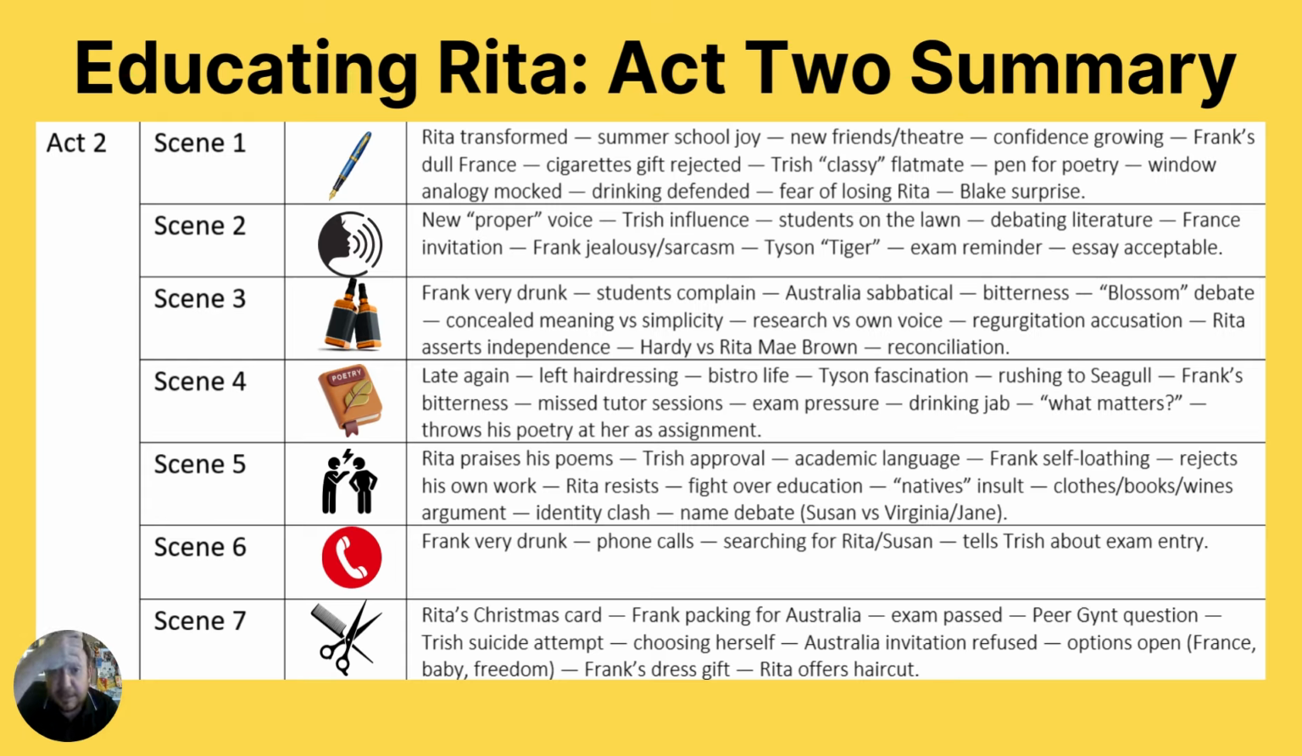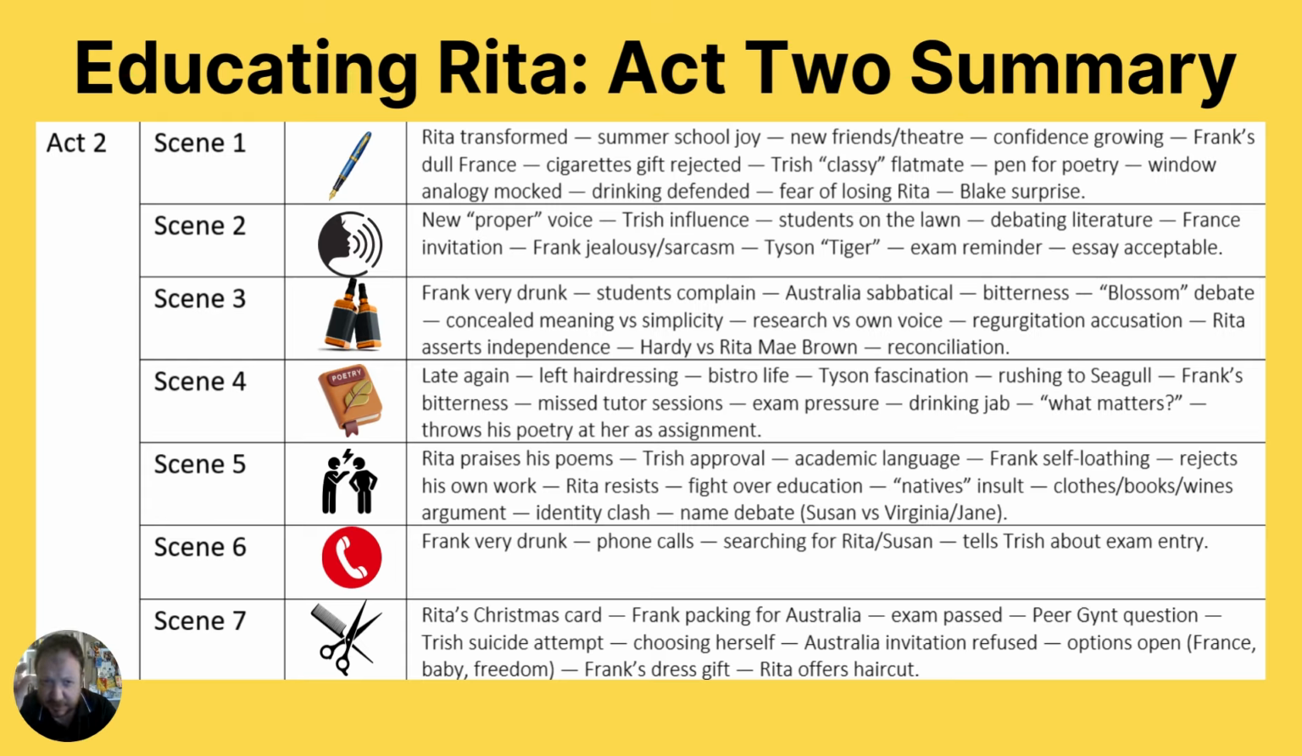Scene 5, Rita praises his poems, but we've got Frank's self-loathing that comes out. He rejects his own work. The poems get ripped up, and there's a really big argument in this scene, a big identity clash inside Rita's head, and then the name debate. He's shouting out on the way out, what do I call you now, Susan, Virginia, Jane, etc.